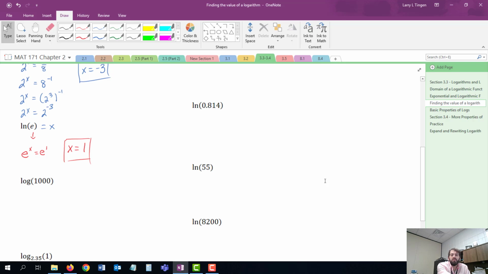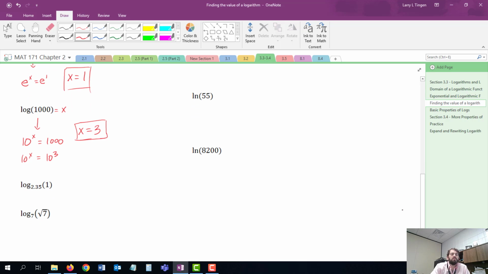Next, we have log of 1,000. Remember what this means again. This is the common log, which means this is a base 10. So 10 raised to some power is equal to 1,000. 1,000 is 10 cubed. So x is 3, right?